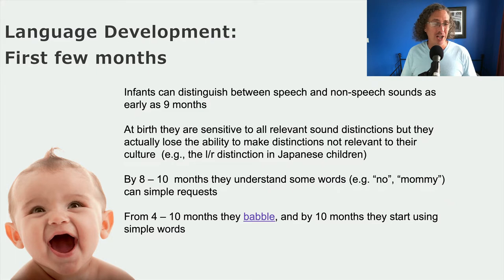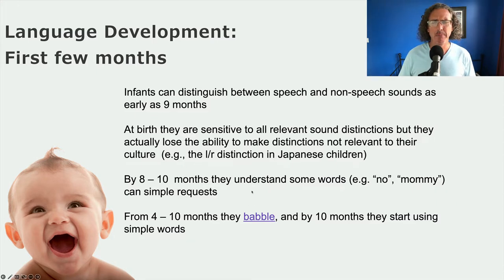So it's like a child is born ready to learn any language. But then once it's in a language context, it really learns the sound distinctions that are important to that language. So it kind of zones in over time and actually loses some ability to discriminate sounds because those sounds aren't important. Just kind of an interesting process that happens there.